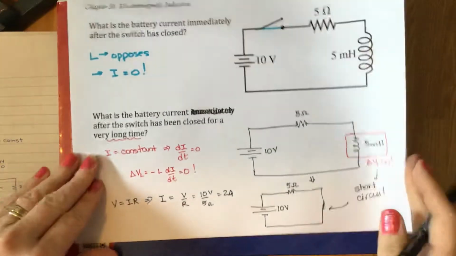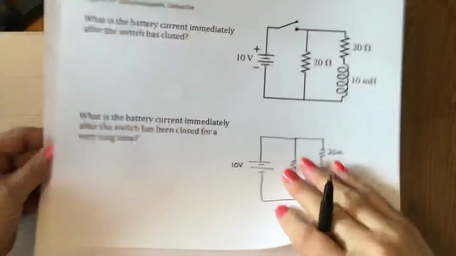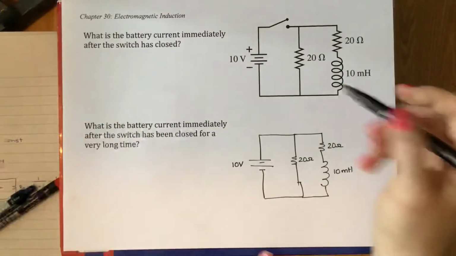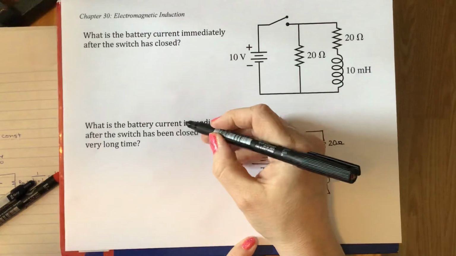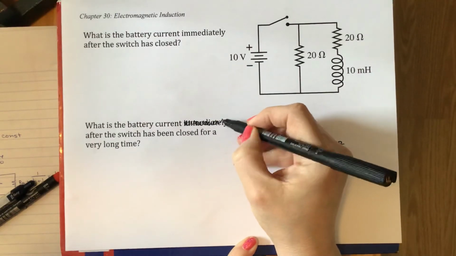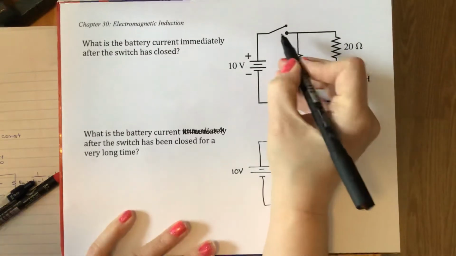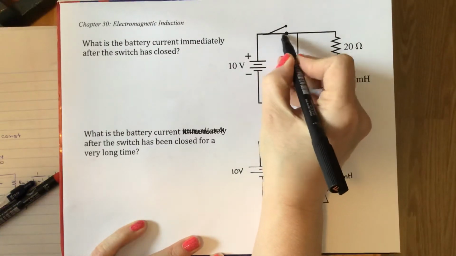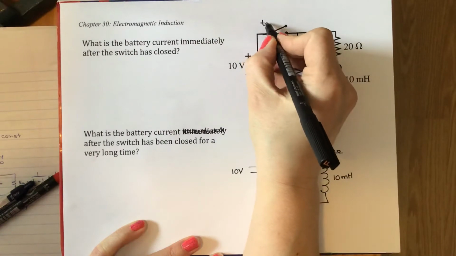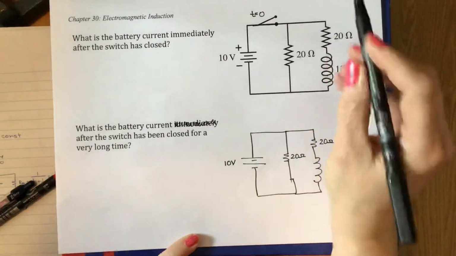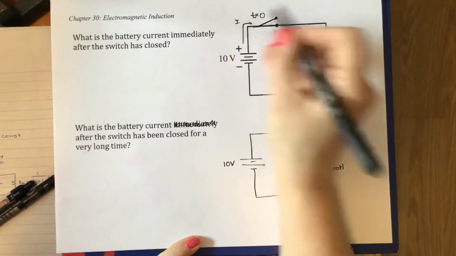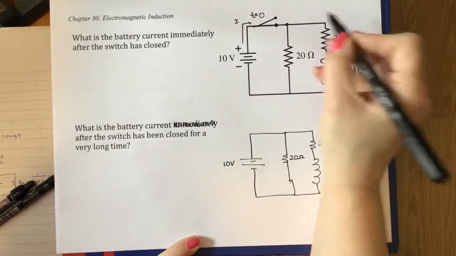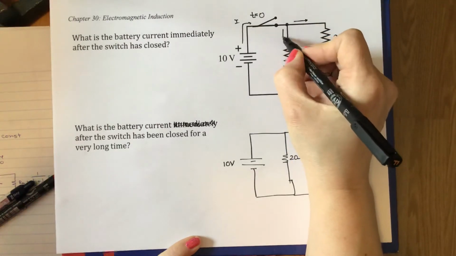Now let's do one that's similar but with a little more meat to it. Let's have a circuit that's got 2 resistors and an inductor, where these two are in a parallel branch with this one. So let's ask the question, what is the battery current immediately after the switch closes? We're going to close that switch at t equals 0, and right away, what is the current? Now the battery is able to pump out some current. So some current I starts to flow. The current hits a junction right here, and it has 2 possibilities. It can go this way, and it can go this way.